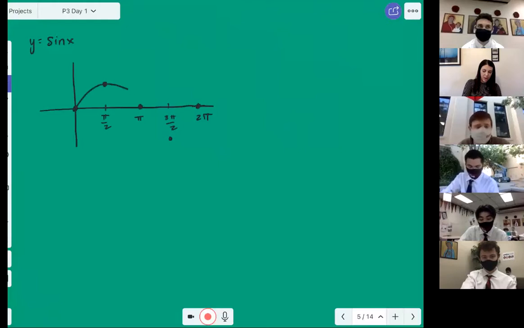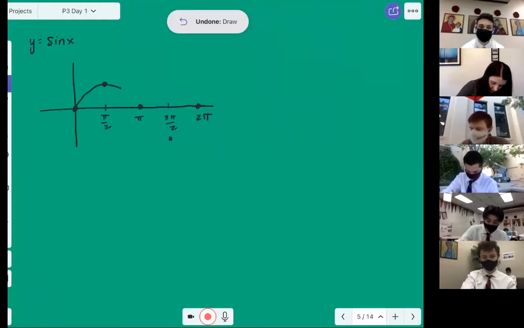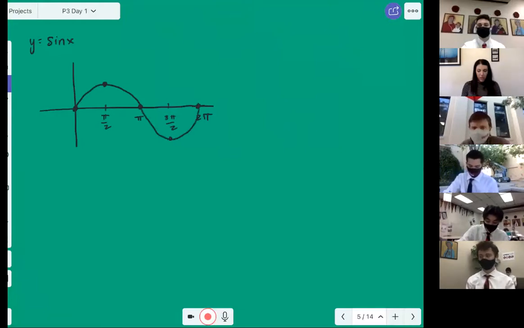So I would get a graph that looks something like this. And I would encourage you to write this down. This will make the cofunction make a little more sense. So I get this graph. Obviously, it keeps going, it continues to oscillate, but we're just going to draw that portion of it.